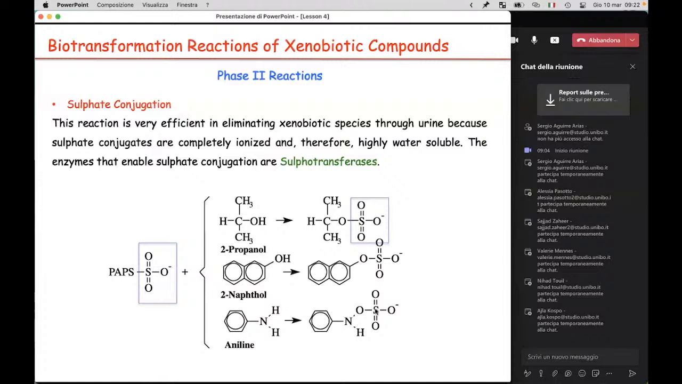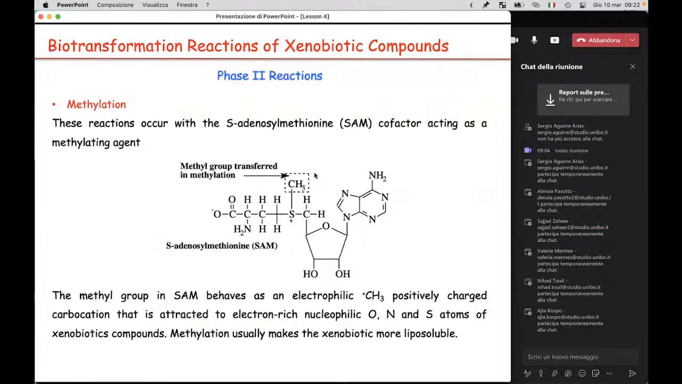And also methylation, in this case, the molecule becomes more lipophilic. So in this case, the molecule can be, let's say, more dangerous, or less easily excreted, less easily eliminated by the body.